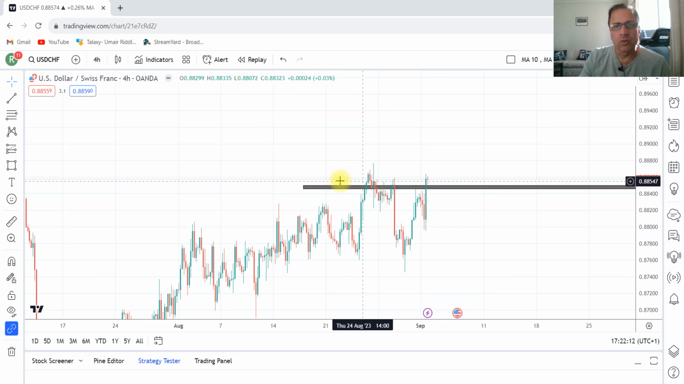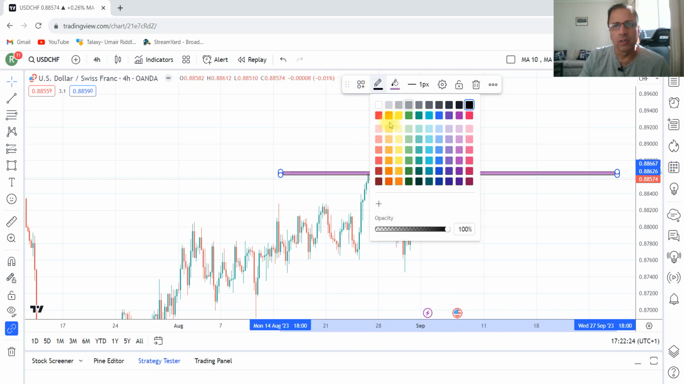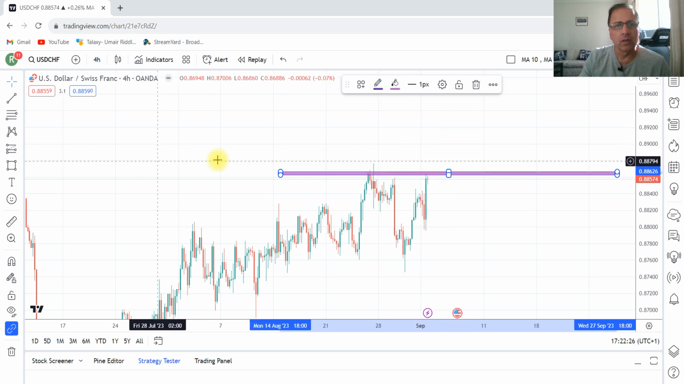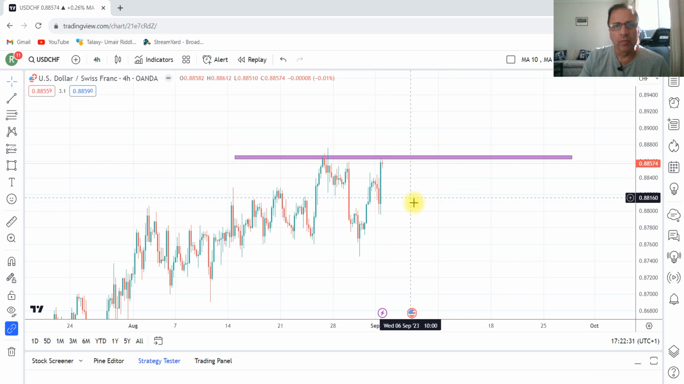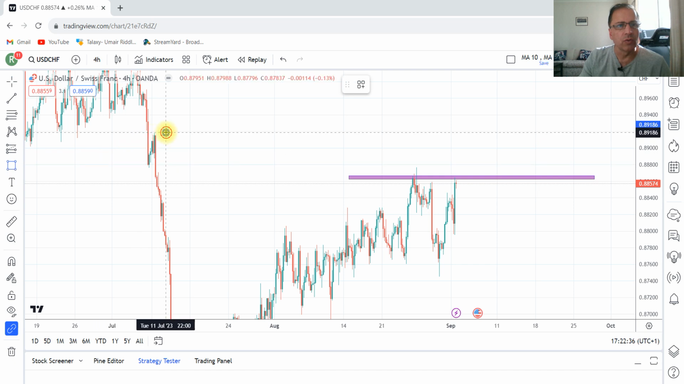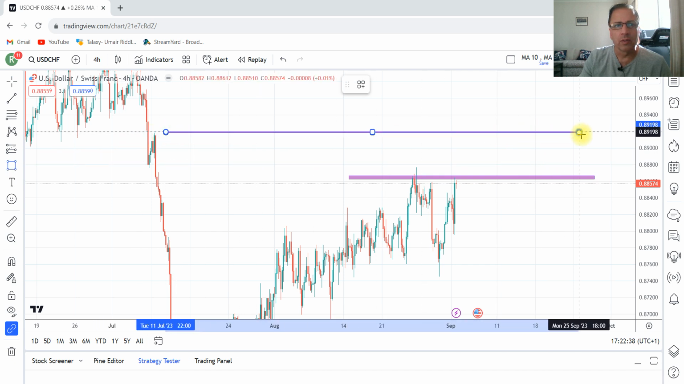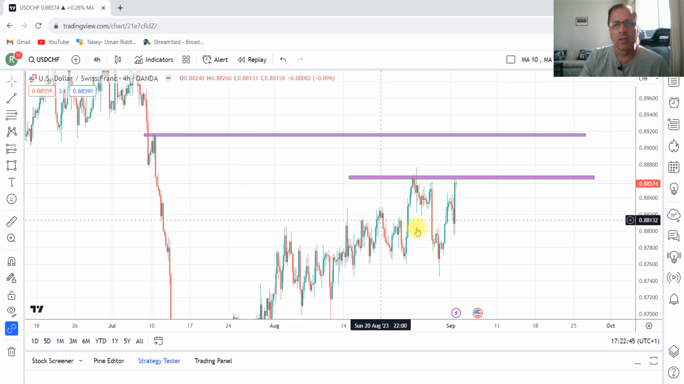what I would like to do is adjust this level to here and make it a 4-hour time frame level. So what I would like USD CHF to do is, if it breaks above this level, then it is very much likely to go to these highs at least, and then further up.